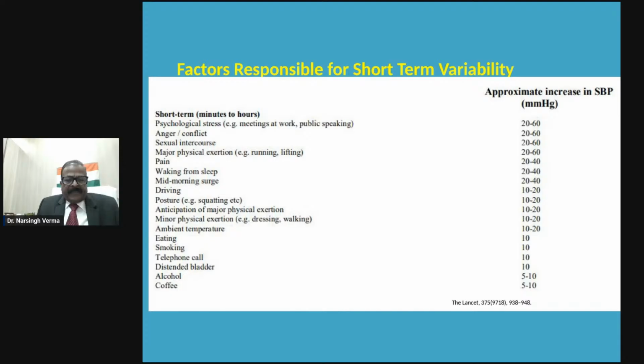Like when I am talking, the blood pressure rises to the tune of 20 to 60 millimeter of mercury. Anger, conflicts, again 20 to 60 millimeter of mercury, and a similar pattern is seen in major physical exertions, including sexual intercourse. Running, lifting, and pain can change blood pressure in the tune of 20 to 40 millimeter of mercury systolic.